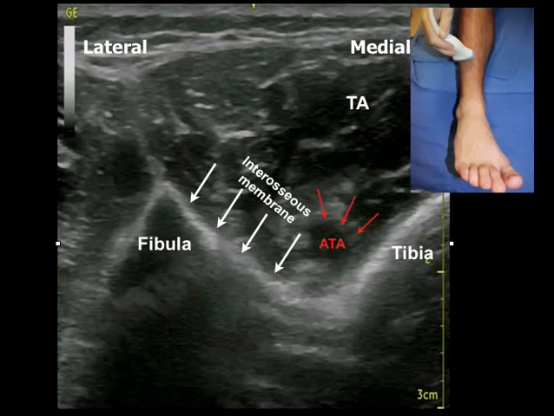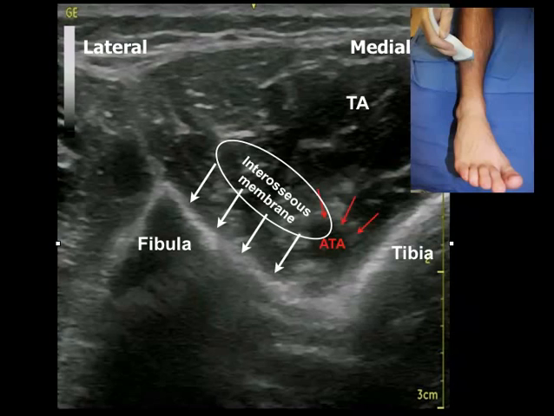There's a unique relationship between the anterior tibial artery and the deep peroneal nerve in that it also travels proximally with the artery. If we look at this level here, we're looking at, again, the midshaft of the lower extremity, and we see on the right of the screen the tibia, and the muscle in this anterior compartment is the tibialis anterior. Between the tibia and the fibula is an interosseous membrane, shown by the arrows here.